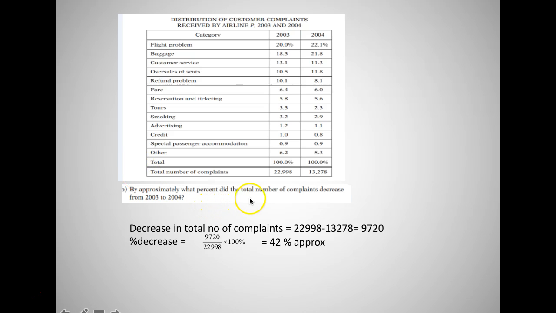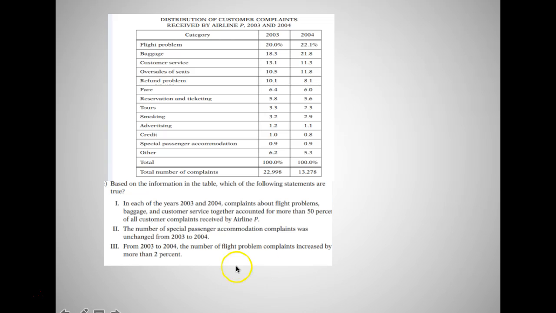By approximately what percent did the total number of complaints decrease from 2003 to 2004? The total number of complaints decreased from 22,998 to 13,278. So the difference would be 9,720. So the percentage decrease will be 9,720 by 22,998 into 100%. That is 42% approximately.